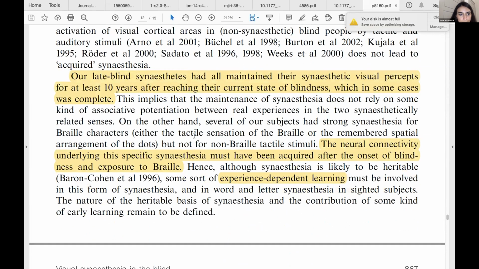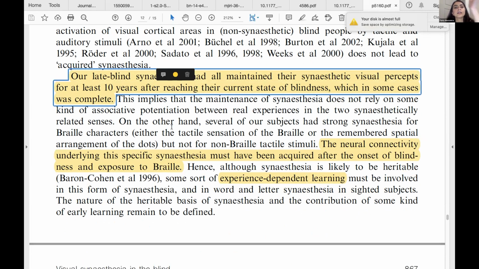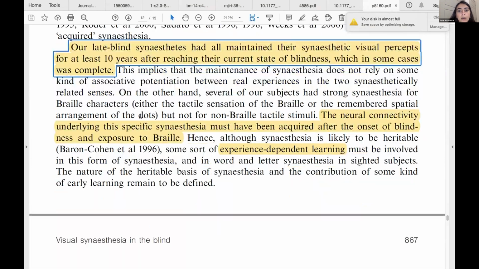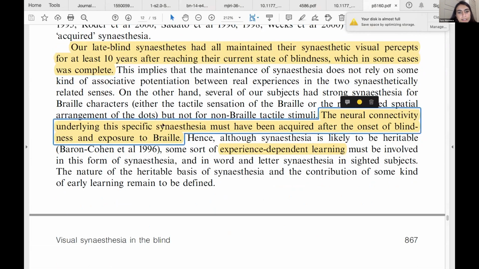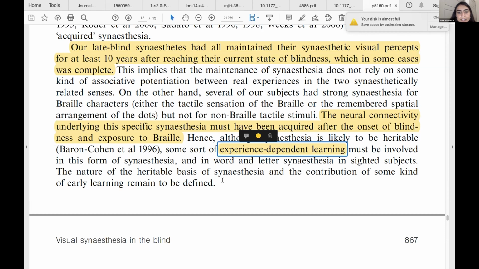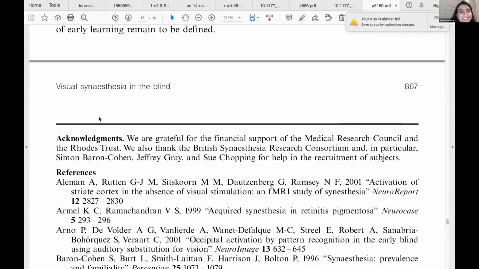To wrap up, it seems that the neural connectivity underlying specific synesthesia is something that's lifelong, where in cases of complete blindness, you maintain most of the stimulation-perception relation. However, in the case of Braille, it seems that connectivity is acquired after being blind, when the connections have already formed, and that would be categorized as experience-dependent learning. And that is it.